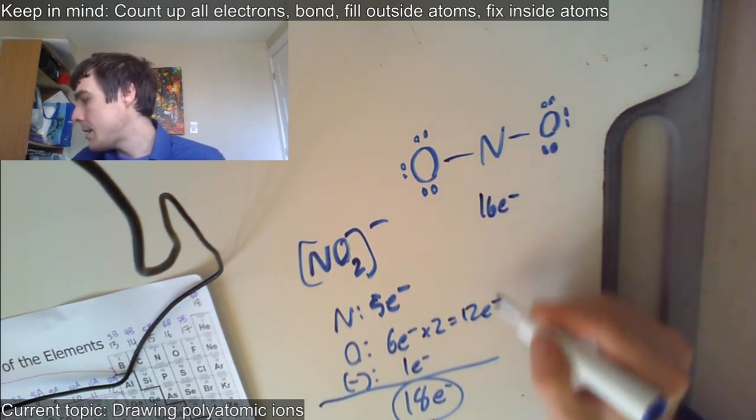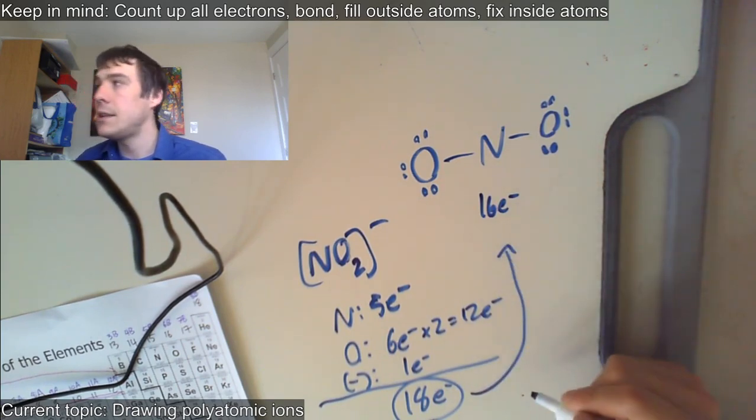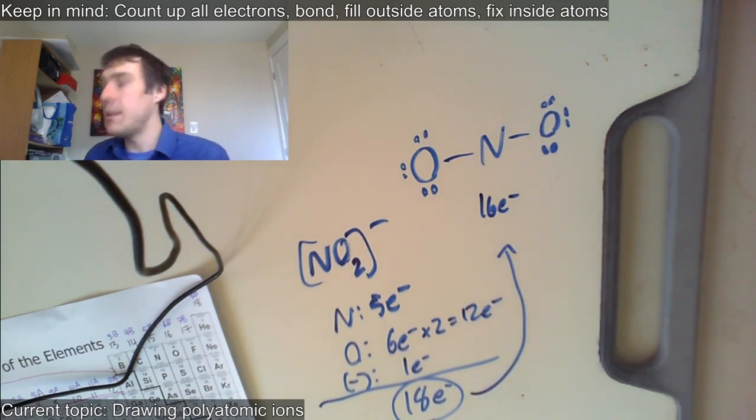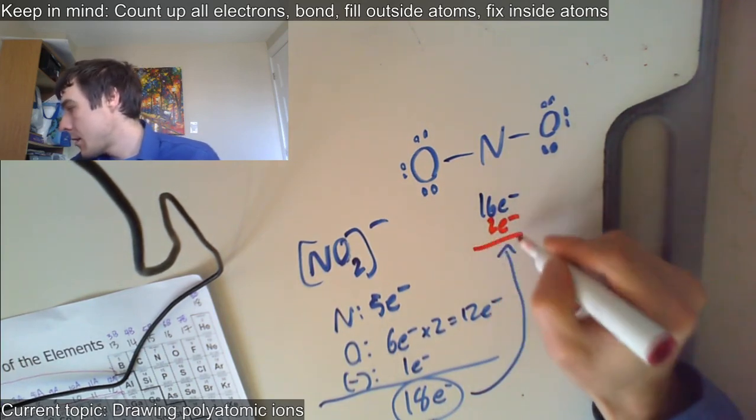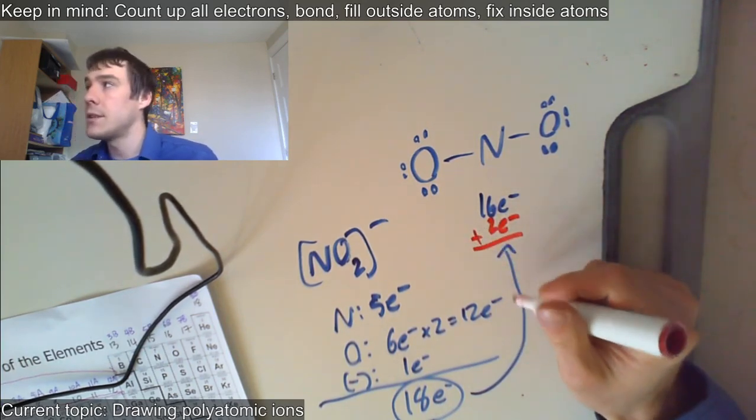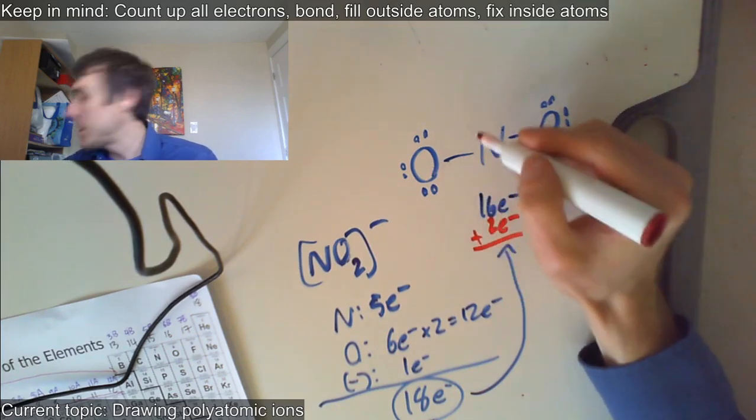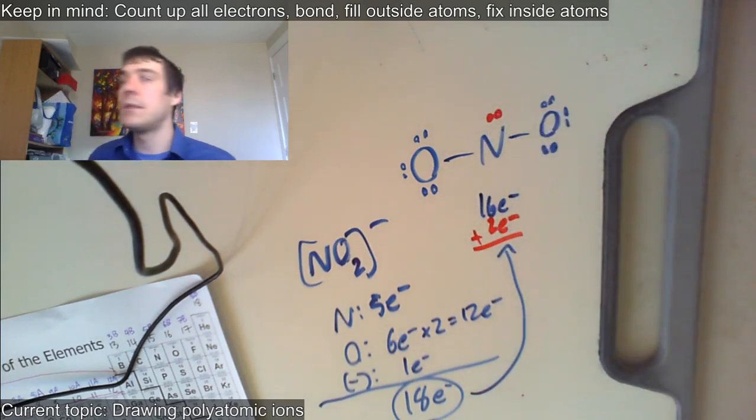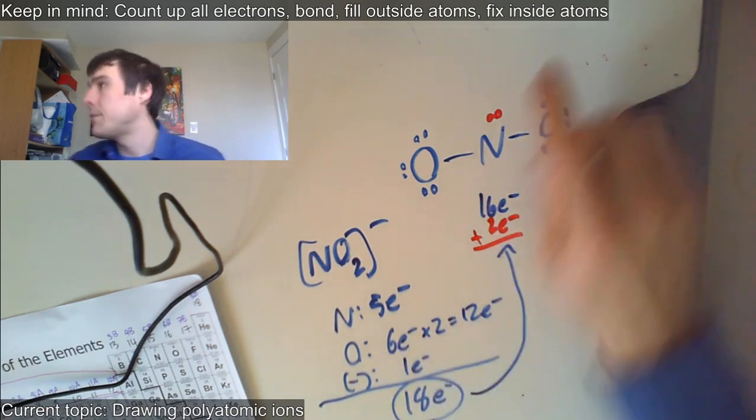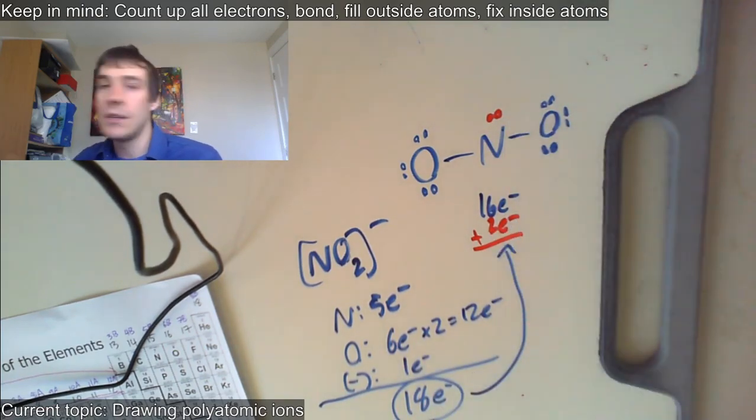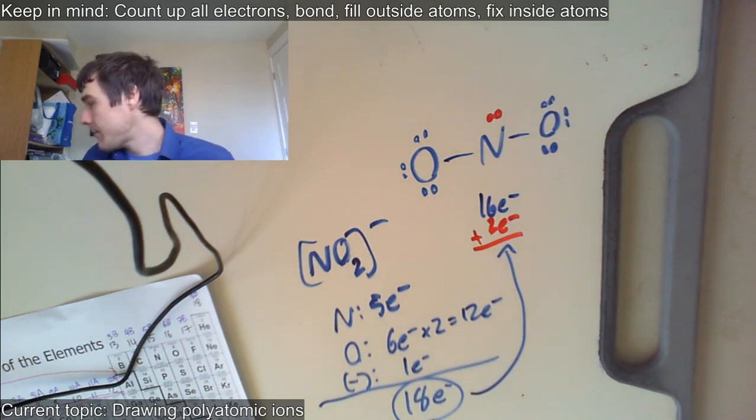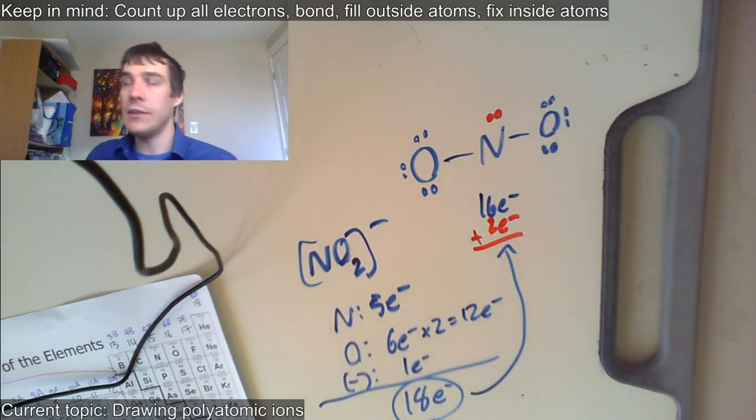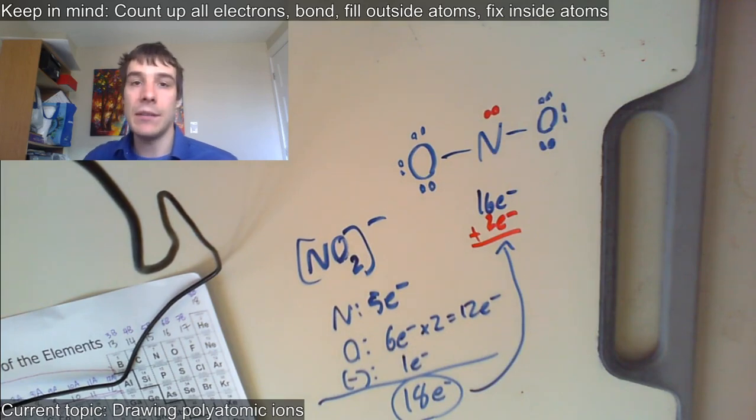But we want to get to 18 electrons. So we have 2 more electrons that we can play with. Where do they go? Well, the outside ones are happy. We can put them in the center. That's part of fixing the inside atom. If we have extra electrons, they go to the center. And then the last piece here is looking at this central atom to see whether it's happy or not. So that's to you guys. Is it happy? Take a minute to think about whether this nitrogen is happy with what it's got right now.